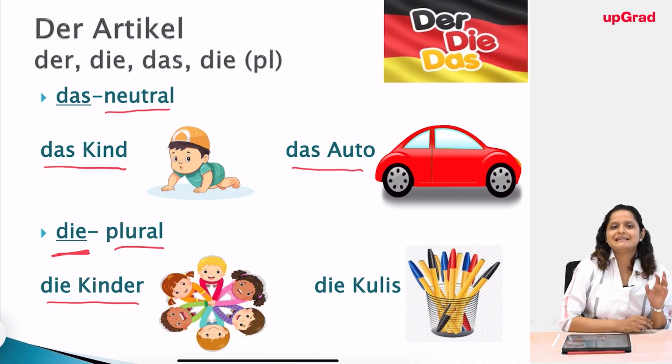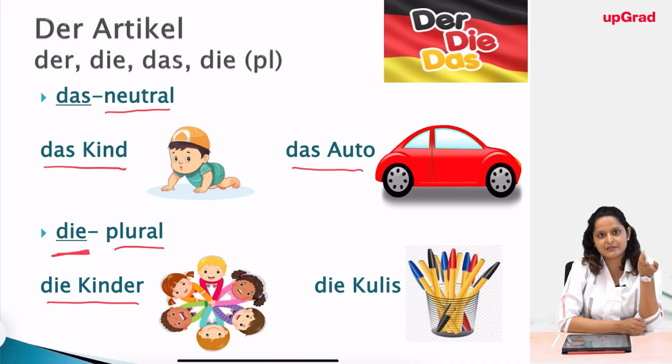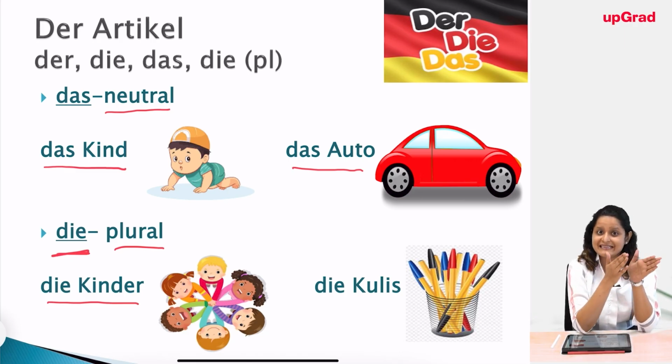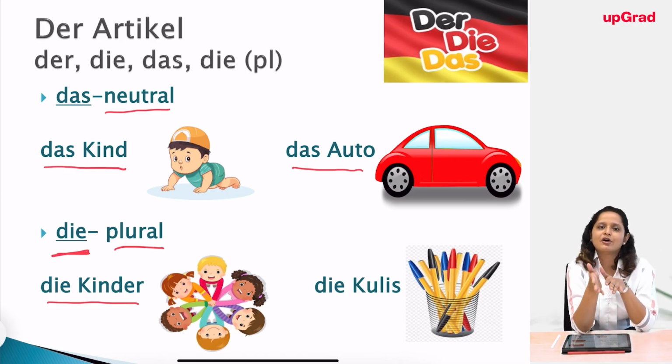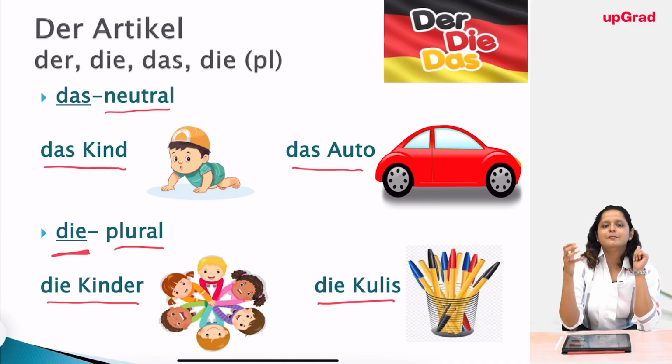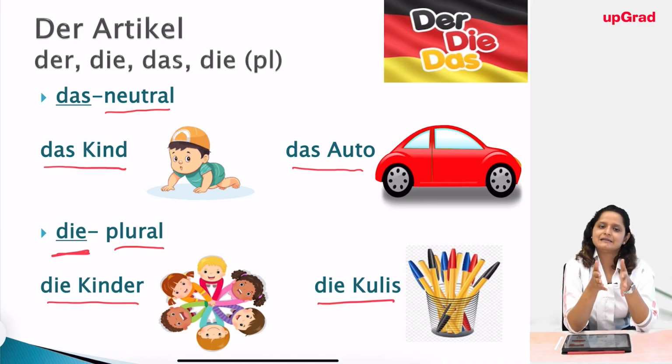What it means is, it doesn't matter what the singular gender of the noun is. Your noun can be masculine der in singular, feminine die in singular, or neutral das in singular. But when we are looking at the plural form of any noun, it is going to be die. So collectively, when you look at articles, you have 4 articles: der, die, das und die. So here we have die Kinder, die Coolies. When I talk of a bunch of pens together, the article becomes die, die Coolies.